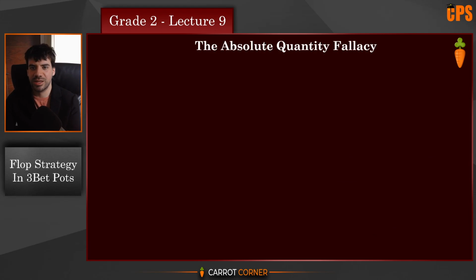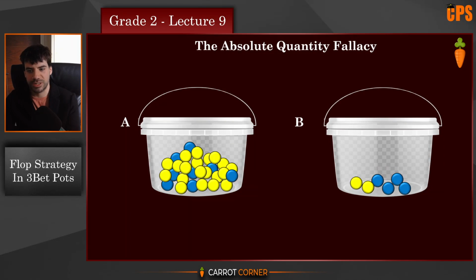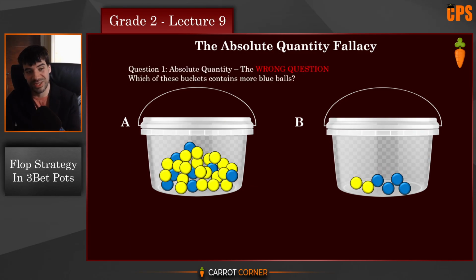The absolute quantity fallacy is one of the most destructive fallacies in the entire poker skill. To illustrate how this fallacy works, I'm going to show you a couple of Tupperware tubs containing some blue and yellow balls. Question 1 is this, and this is the wrong question. Which of these buckets contains more blue balls? Although this is the wrong question, I'd like you to go ahead and answer it.